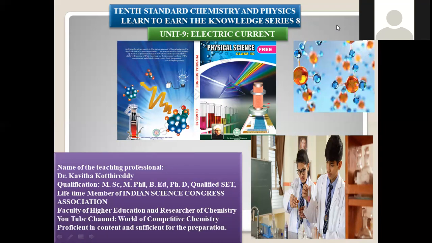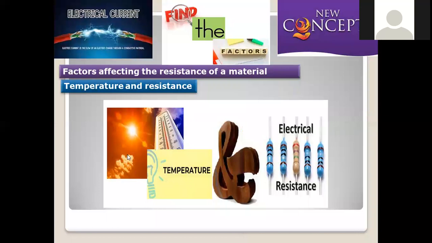So earlier we completed units number 1 to 8, and the entire detailed explanation of all these units is available on the channel called World of Competitive Chemistry. Let us enter into our series number 8 of unit number 9, electrical current.